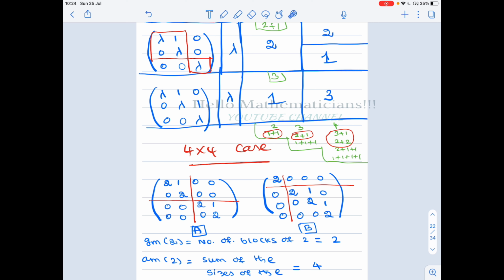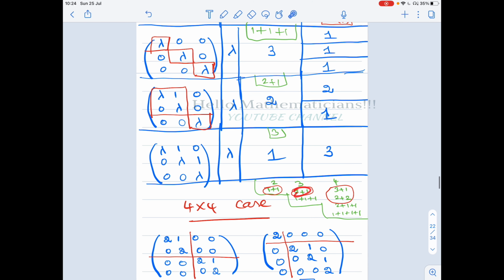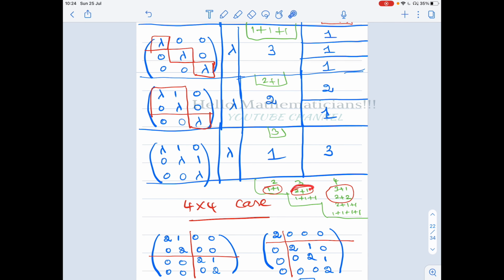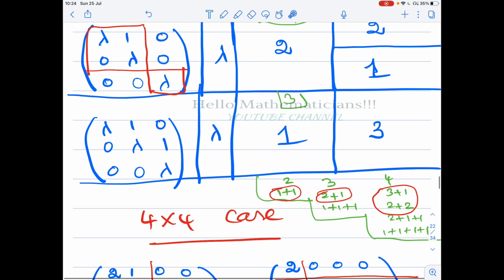So why is this happening? In the case of 3, there is only one partition with two parts, that is 2 plus 1. So how many partitions of 3 are there? 3, 2 plus 1, and 1 plus 1 plus 1.